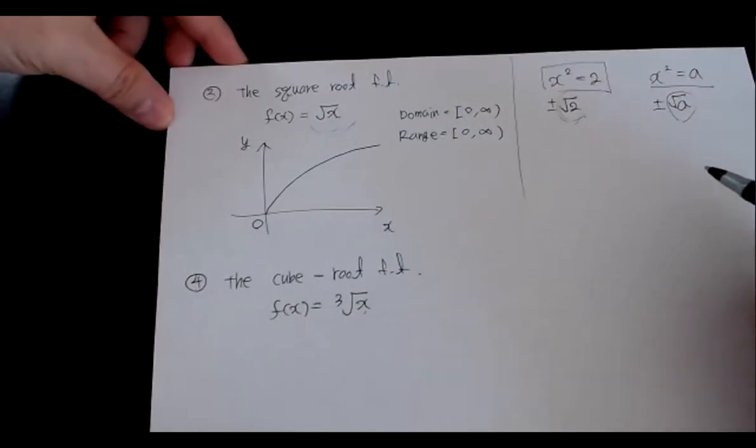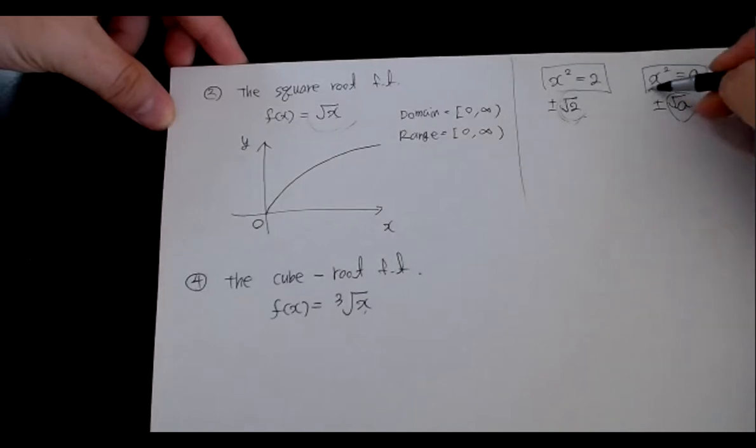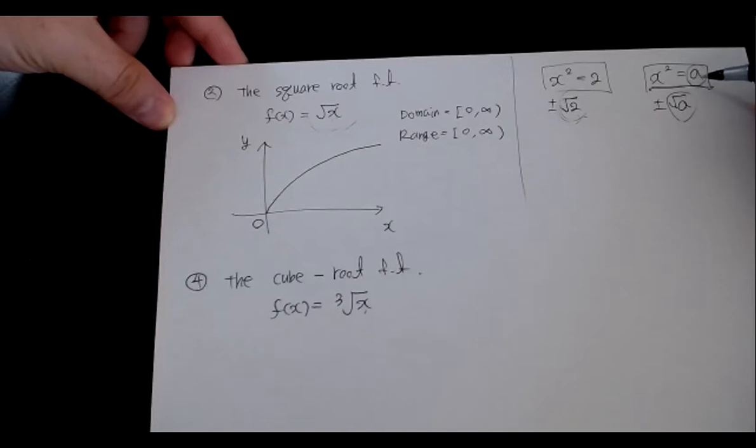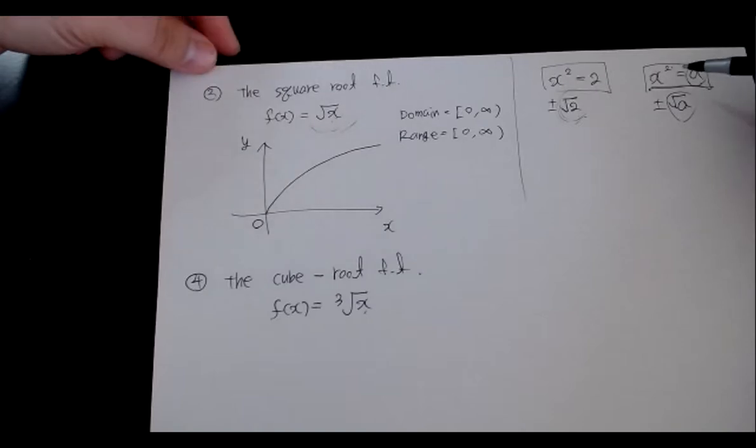Now think about this: in x squared equals a, can a be a negative number? No, a cannot be a negative number because it's a square. For any real number x, taking the square always returns a positive number. When x equals 0, we get 0 as the value. That's why a must always be greater than or equal to 0.